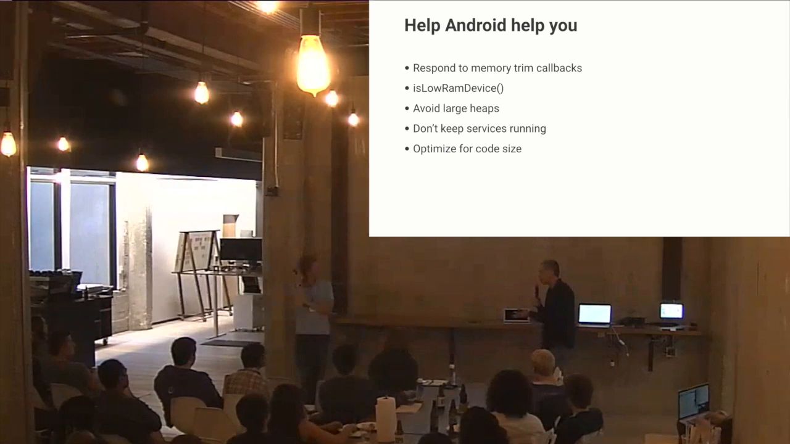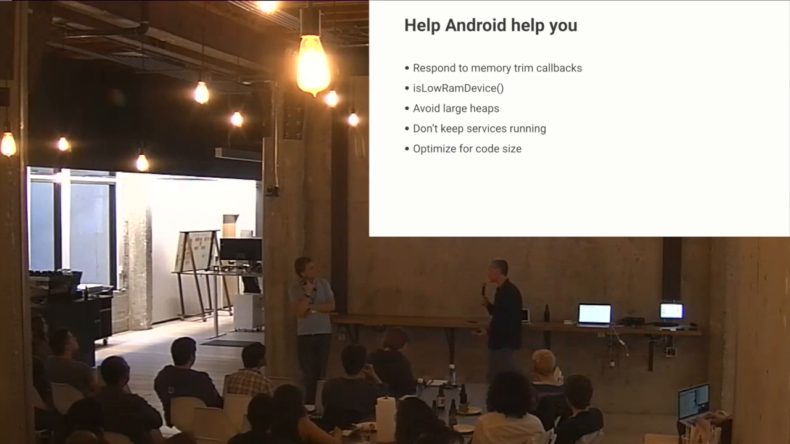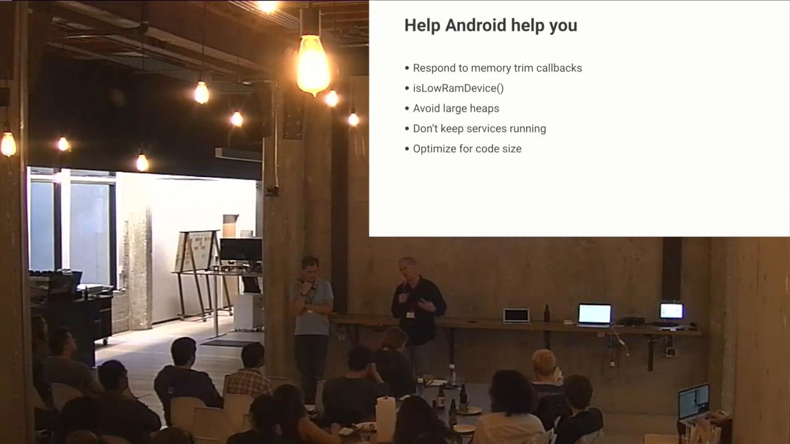And you can use this to determine, okay, can my application enter into a mode where it is even more memory efficient so that it runs reasonably well on these more constrained devices. Avoiding large heaps. There is a way that you can request a large heap, and for really media intensive applications, like super large image or video content, maybe that is unavoidable, but it's not a workaround for your bad memory management.